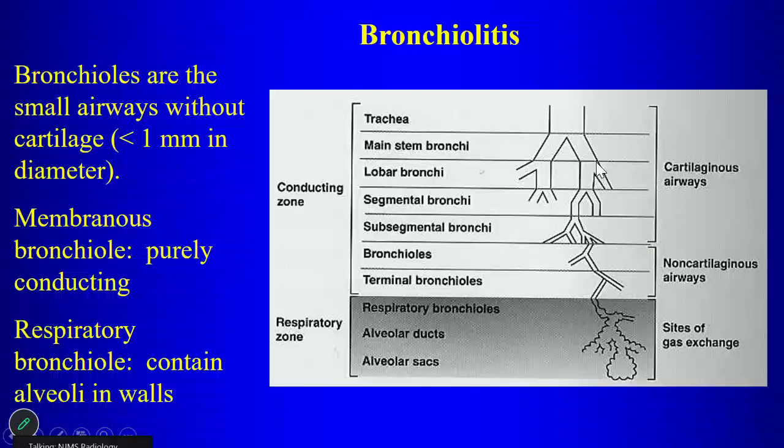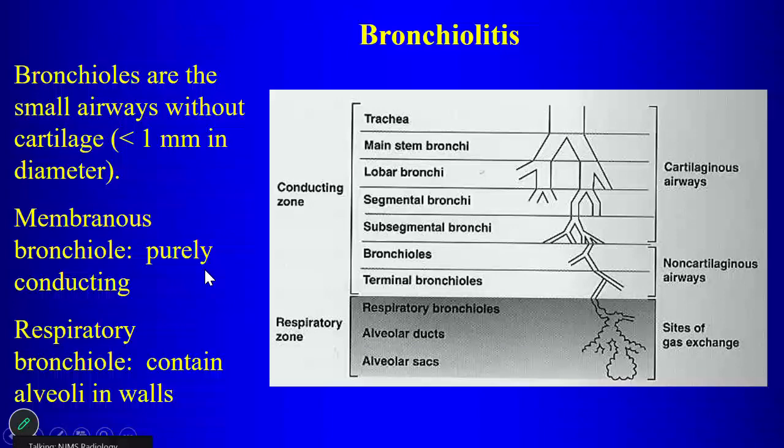So as we go down the airways, we get the segmental bronchi, subsegmental bronchi, and then we get to the bronchioles. So these are non-cartilaginous airways. The membranous bronchioles are purely conducting, so they don't have any alveolar air sacs within the walls, as opposed to the respiratory bronchioles, which contain alveoli in the walls. And the sites of gas exchange, of course, occur where the alveoli are, and then these will eventually lead to the alveolar ducts and the alveolar sacs.